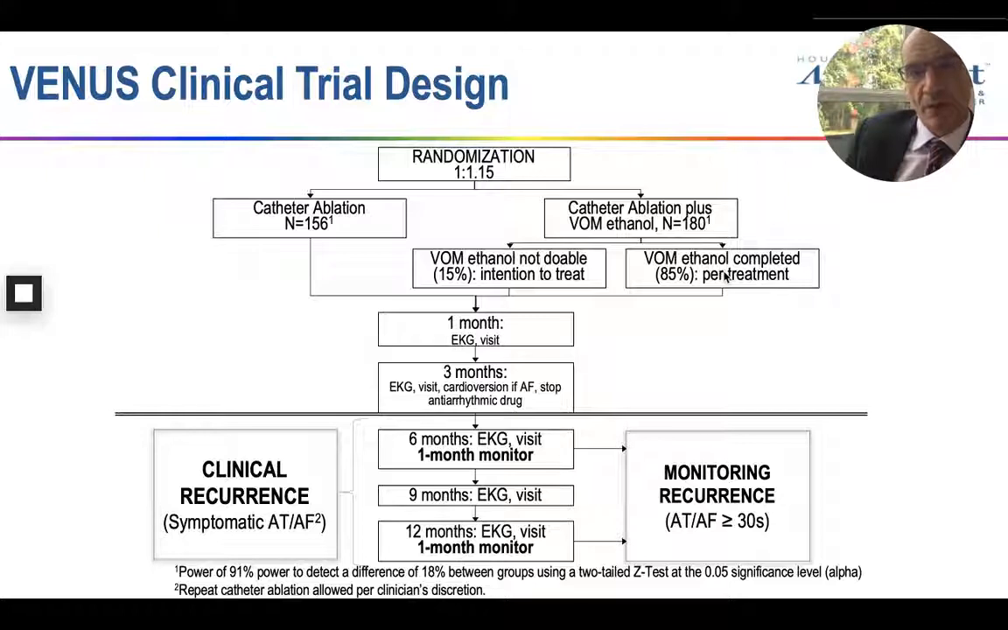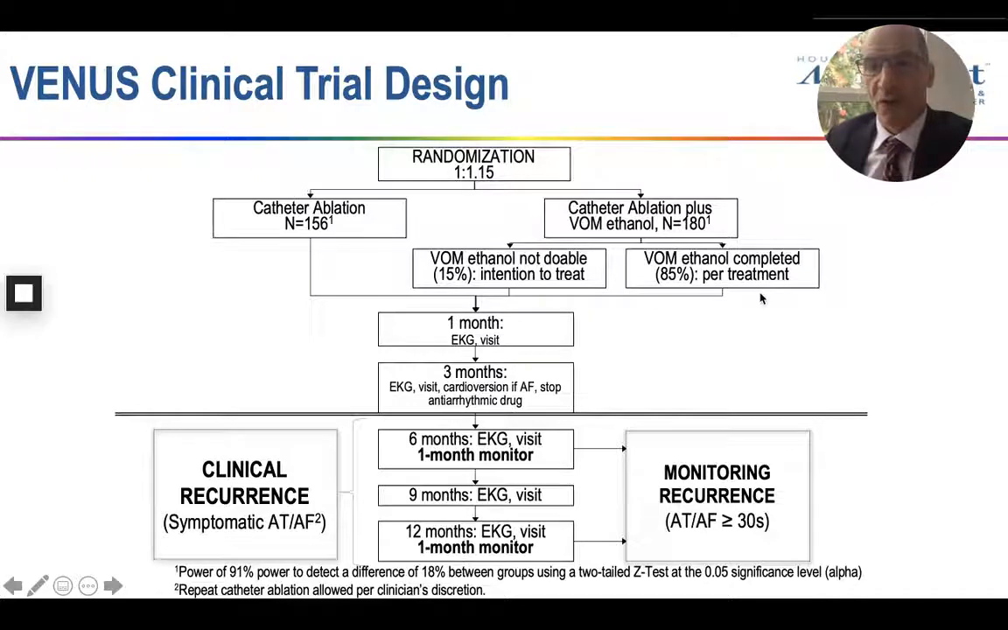We planned to enroll 156 patients in the catheter ablation group and 180 patients in the catheter ablation plus Vein of Marshall ethanol group, predicting that we would fail to cannulate the Vein of Marshall in 15% of the patients. The idea was that we would over-enroll in the catheter ablation Vein of Marshall group so that we could compare an equal number of patients treated with alcohol in the Vein of Marshall group compared to the control group.